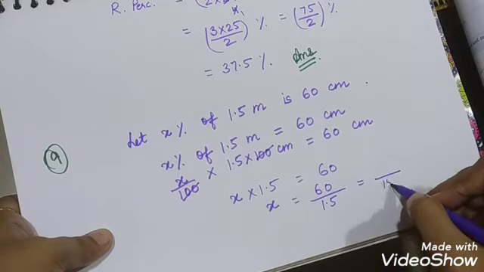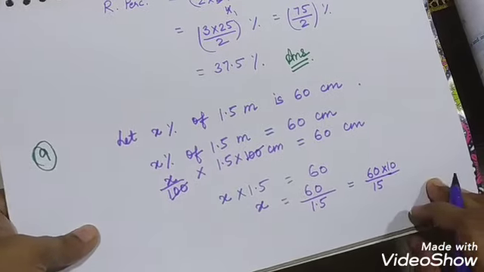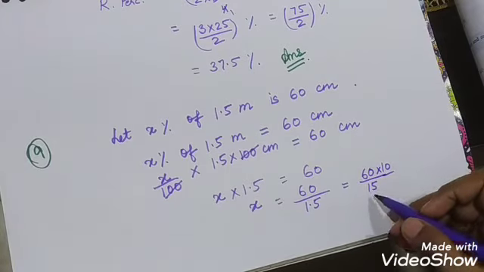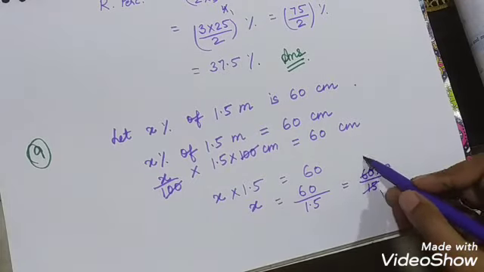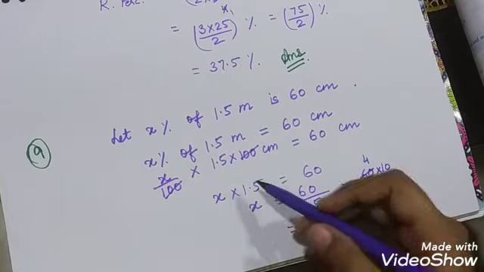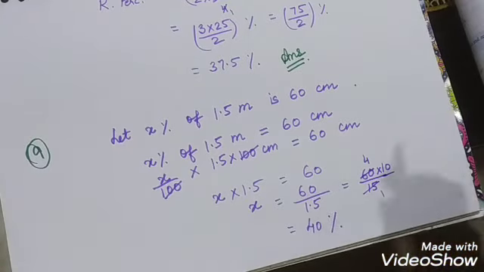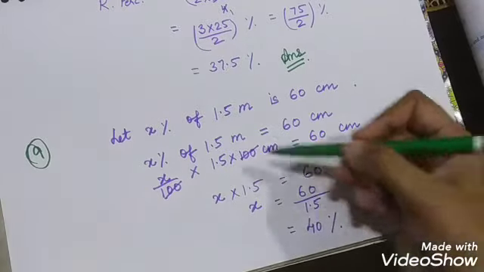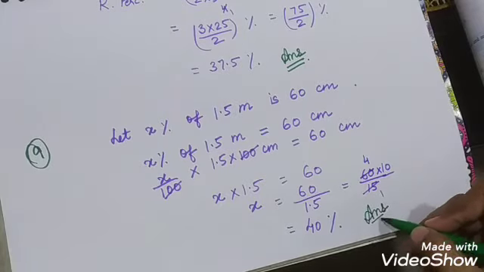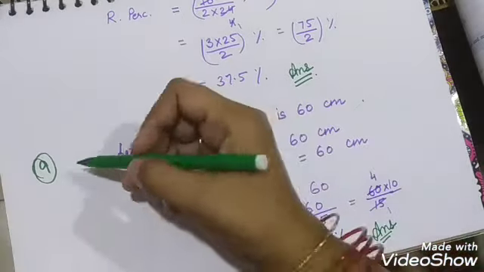When you remove the decimal from the denominator, an additional 0 will come in the numerator. When you divide 60 by 15, you will get 15 ones are and 15 fours are 60, and 4 into 10 is 40, and x is in percentage. So x is 40 percentage, means 40% of 1.5 meter is 60 centimeter. This is your answer. Now I'll move towards the next part.